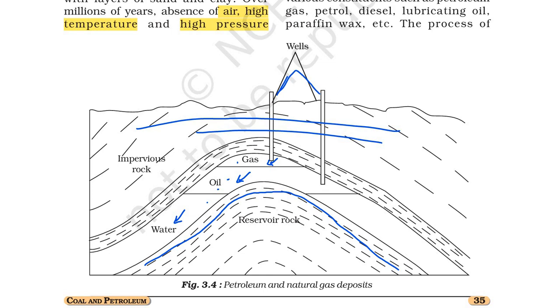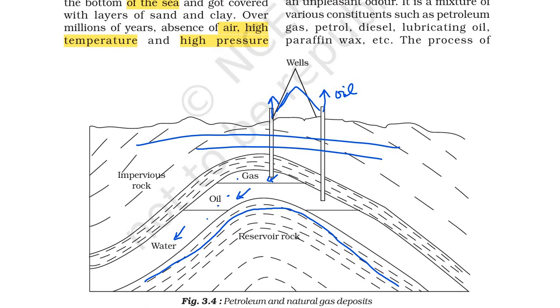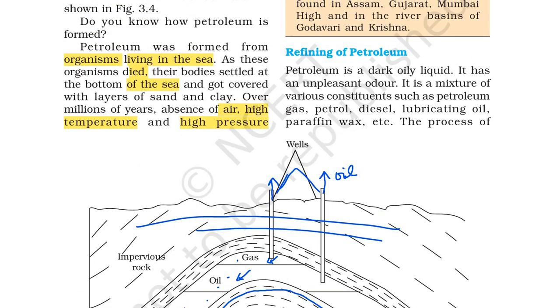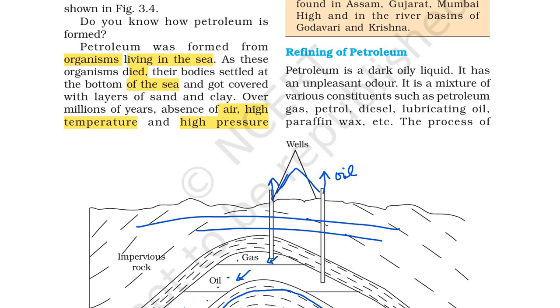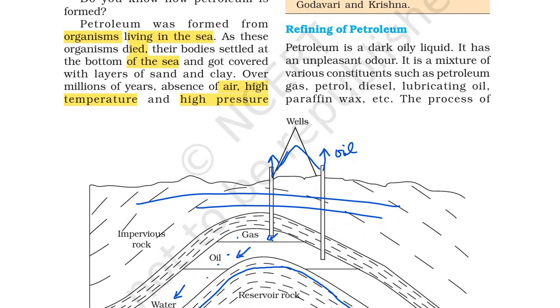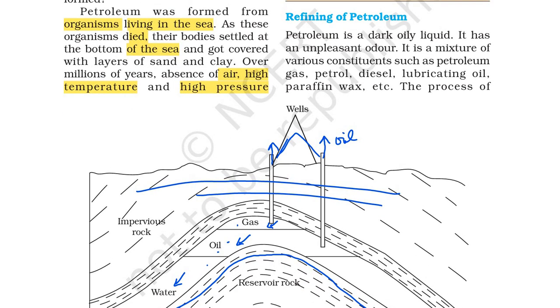What are wells used for? They would be extracting the gas from here, they would be extracting the oil from here. So that's how the petroleum and the natural gas deposits are formed inside the sea. And these organisms when die, they get to convert into petrol or the natural gas. And how do we have a refining of petroleum?